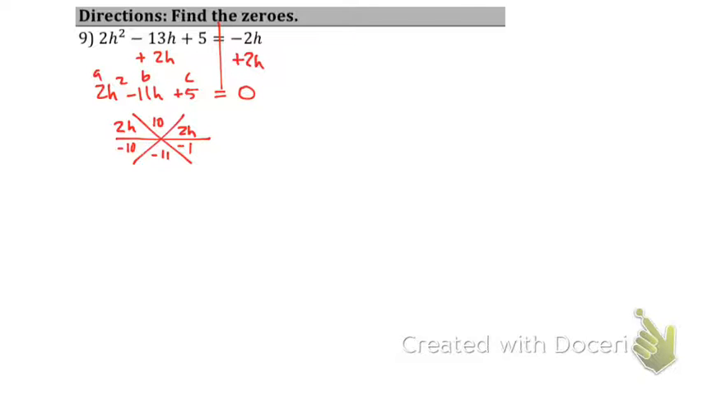Okay? Reduce the left side if possible. So I can reduce by dividing both of these by 2. So I'm going to divide by 2 here. They reduce into 1h. This reduces into negative 5. On the right side, they cannot reduce. So now I'm going to put them in factored form.